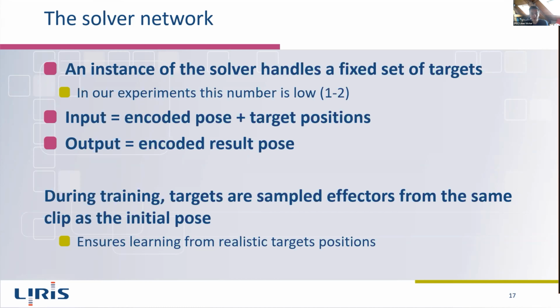During training, instead of drawing random points to serve as targets, we sample the effector's position from the source clip of the input. So we take another pose from the same input clip, and then take the second pose's joints, for example the hand's position, and then use that position as a target for our solver. In this way, we ensure that we are learning from realistic targets and never from impossible ones.